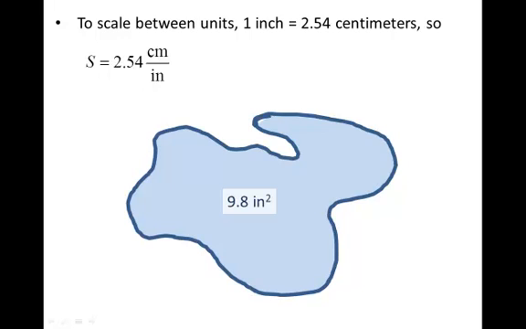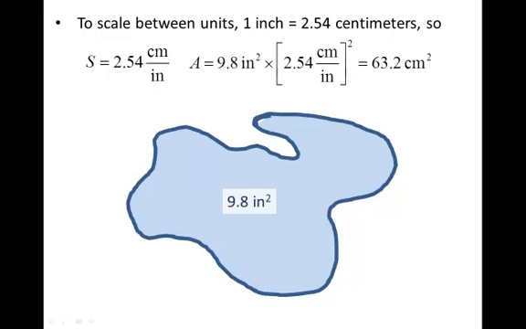And then to scale up areas, we multiply by the square of the scaling factor. So we'll take 9.8 square inches, what we measured on our small scale. We'll multiply by the scaling factor 2.54 squared, and that comes out to being 63.2 square centimeters, which is very consistent with the other results.